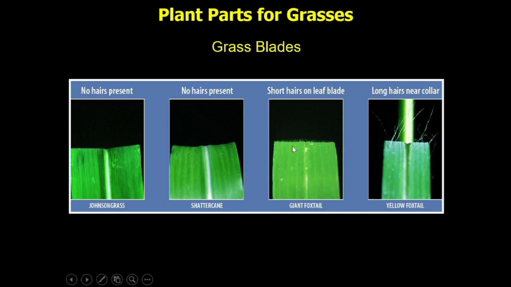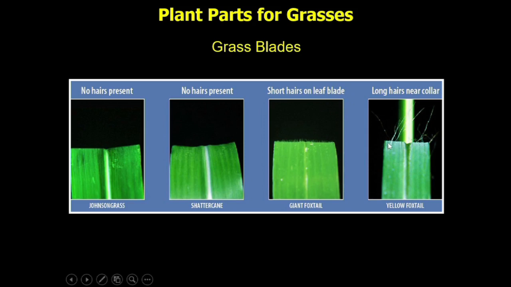Here on this third picture, we have giant foxtail, and this can be difficult to see sometimes unless you're holding the plant up in the light, or I like to sometimes wet the leaf surface and water can get trapped in these hairs and be easier to see. But if we bend the giant foxtail leaf blade back and look at it, we can see these short, dense hairs on the leaf surface.